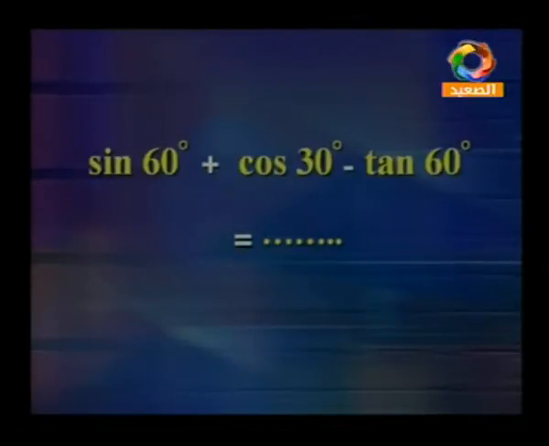Another example, sine 60 plus cosine 30 minus tan 60. What about sine 60, cosine 30 and tan 60? Yes, from the triangle in front of you, you know that when there is an angle of measure 30 degrees in a right angle triangle, then the measure of the other angle will be 60. The side opposite to the 30 degrees will be 1. The hypotenuse will be 2. And the third side will be square root 3.